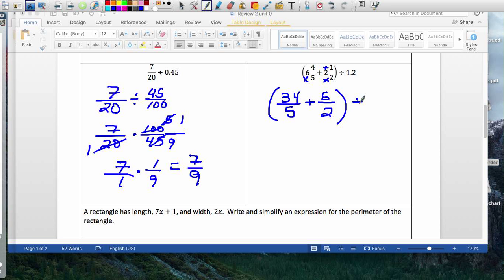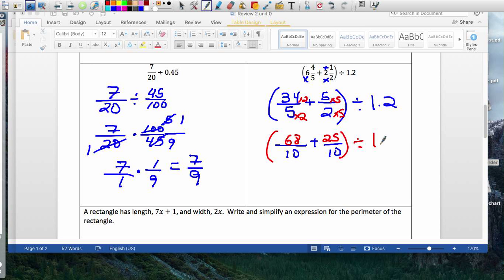And I'm going to divide this by 1.2. I'm going to leave this alone for now. So LCM is 10, right? The LCM between 5 and 2 is 10. So I'm going to change both fractions to an equivalent fraction where the denominator is 10. So the 5 is 5 times 2, becomes 10, and then times 2 on top. 34 times 2 is 68. 2 times 5 is 10, so I'm going to multiply this by 5, and 5 times 5 is 25. So these two are now ready to be added.